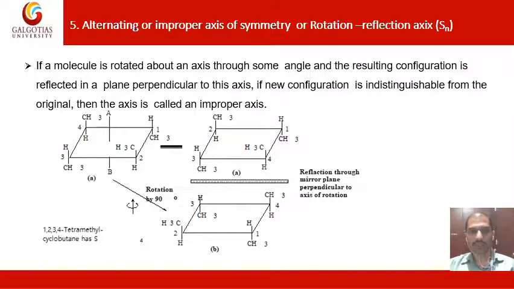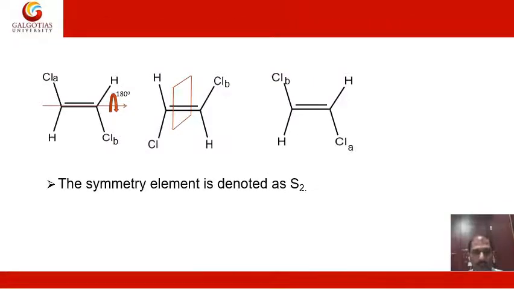An example is given here: 2,3,4 tetramethyl cyclobutane has S4 symmetry. So what is the meaning of S4? It is not actually C4. Suppose you see the molecule like this and it can be written like this. If you just take the mirror image of this molecule, the symmetry element is denoted as S2 in case the rotation is 180 degrees.